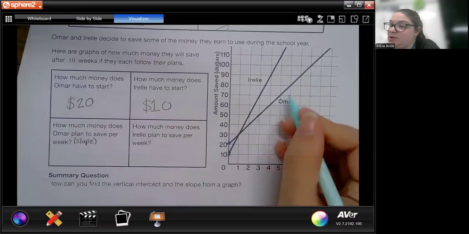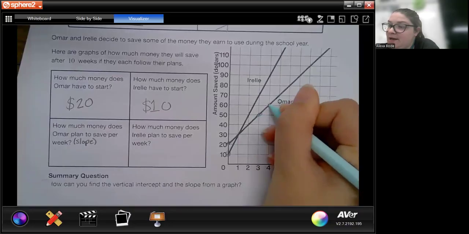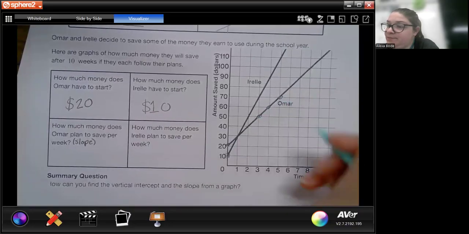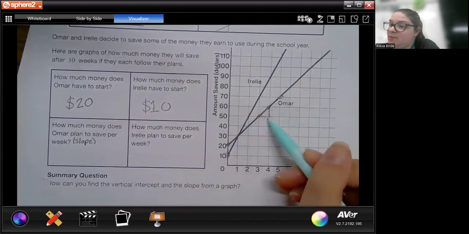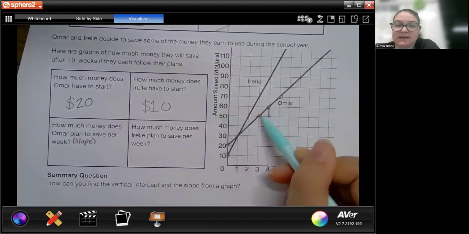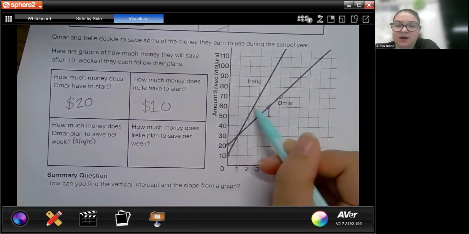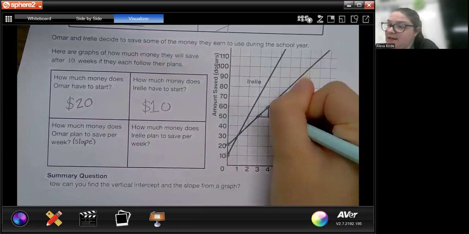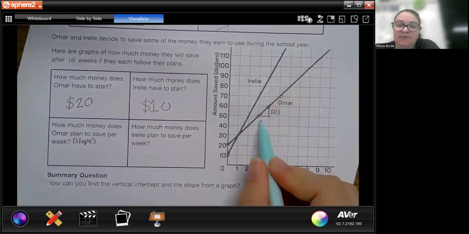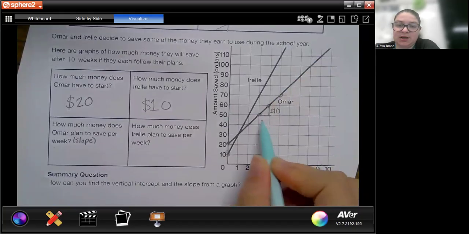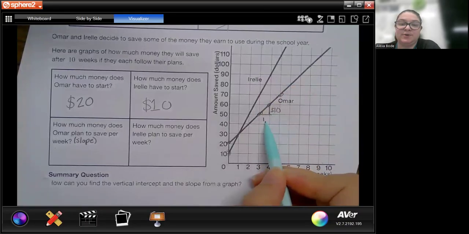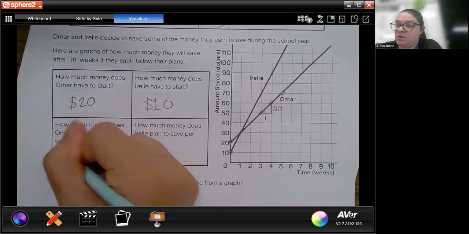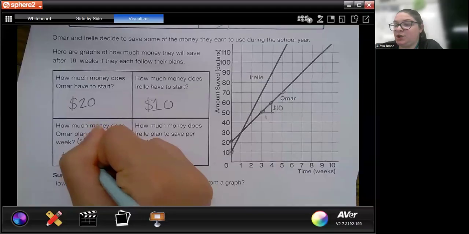So if I'm looking at Omar's line here, I can pick any two pretty points on here. And I noticed that Omar is going up. If I look at this example, it's going up from 50 up to 60. So that's going up $10. And from this week, this is week 3 to week 4, that is 1 week. So that is $10 per week. So Omar is saving $10 per week.